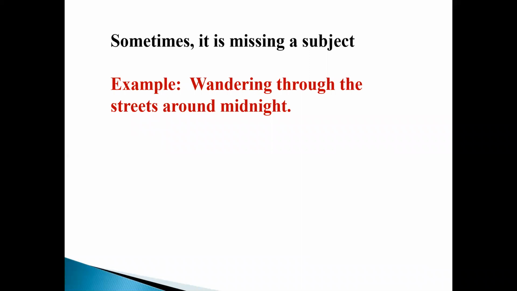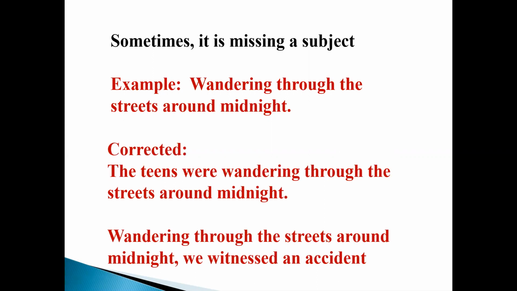Sometimes a fragment is also missing a subject. So you have a verb, but you don't have a subject. For example, "wandering through the streets around midnight." Well, who was wandering through the streets around midnight? I don't know. I could add, "The teens were wandering through the streets around midnight," or maybe I like that phrase at the beginning: "Wandering through the streets around midnight, we witnessed an accident."